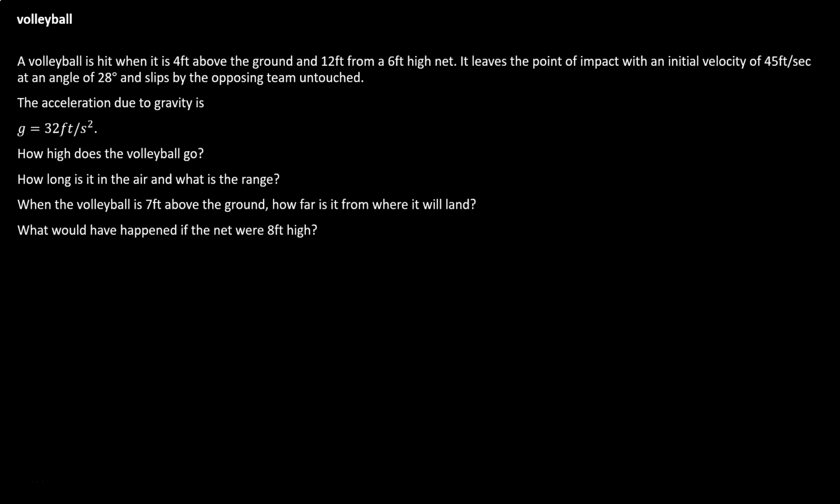First thing that we would want to do is represent our vector function with all of the components that we are given. We're given enough information to represent the initial velocity vector and the initial position vector, so r0 and v0. We know that the ball is hit when it's 4 feet above the ground and 12 feet from a 6-foot high net. Now you have a couple of options here.